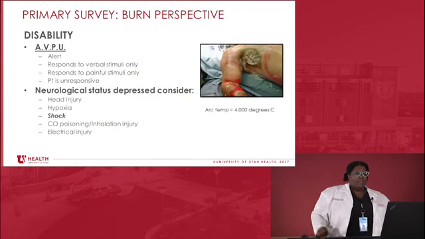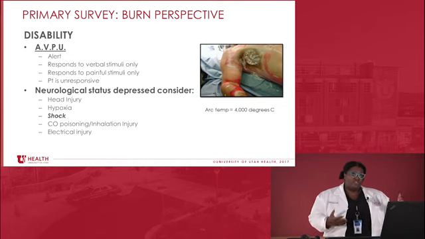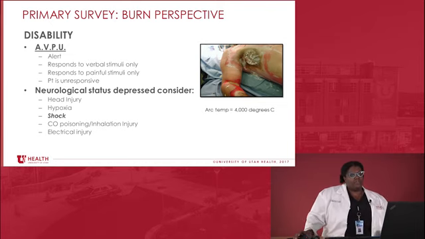So getting over to our primary survey from a burn perspective. Let's talk about disability. This is our quick evaluation for alertness, right? AVPU. Do you guys remember AVPU? So is the patient alert? Do they respond to verbal stimuli? Do they respond to painful stimuli? Is the patient unresponsive? Or you could do your traditional GCS. This is just a short, quick way to understand their disability.